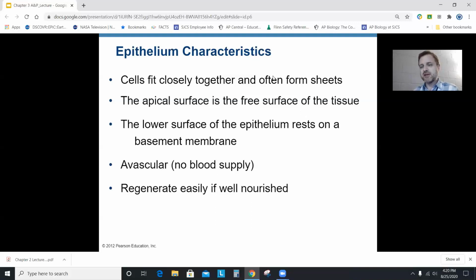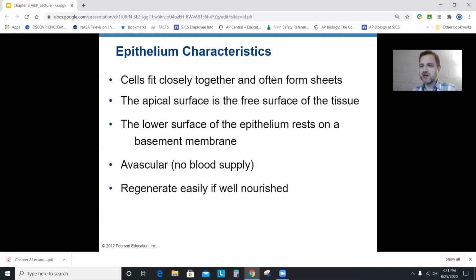So think about like you built a brick wall. The bottom layer of bricks is the lower surface that rests on the ground. That's analogous to the basement membrane. And the top row of bricks, what's on the top of the brick fence or the brick wall, would be the apical surface. They are avascular.